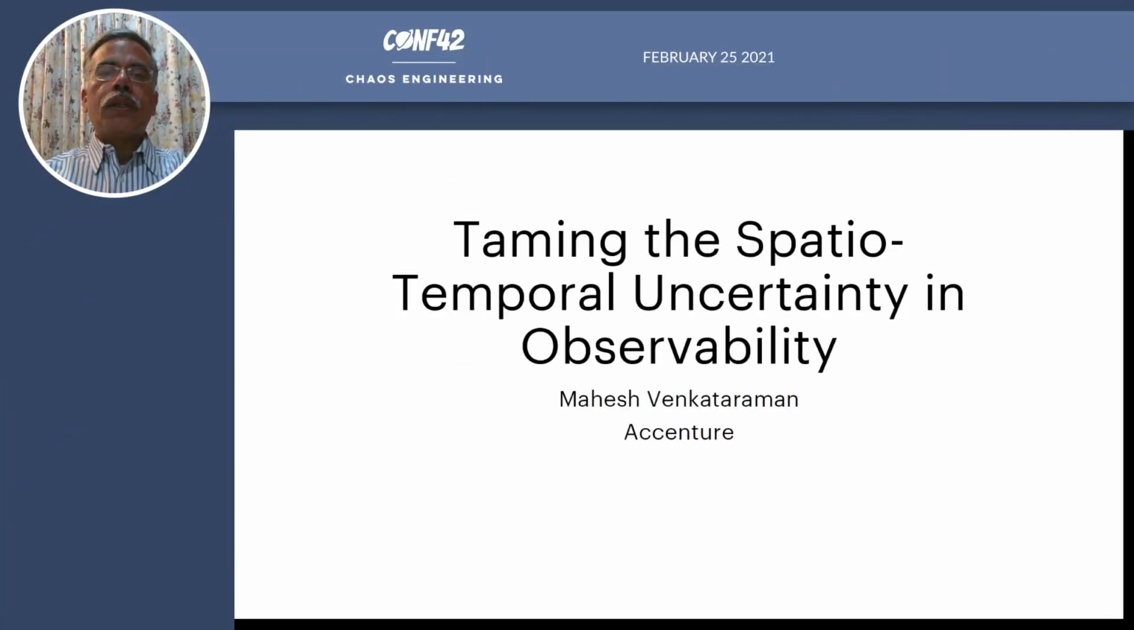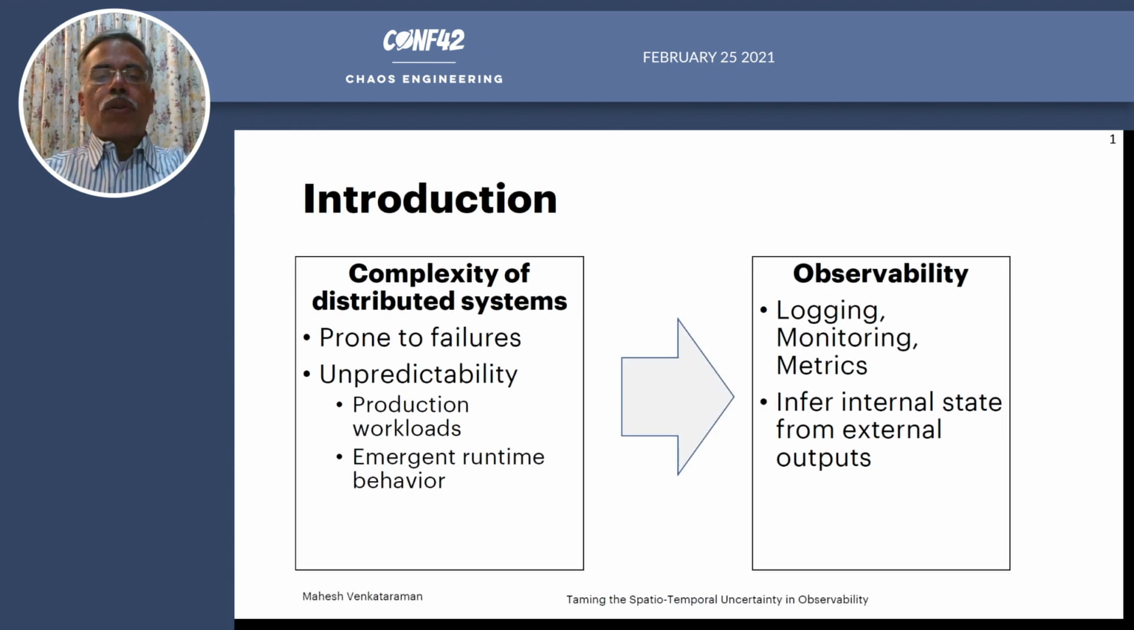The title of my talk is Taming the Spatio-Temporal Uncertainty in Observability. Distributed systems are complex and are prone to failures. These failures often occur due to unpredictability of production system workload and usage patterns in production, and the consequent emergent runtime response of distributed systems, which cannot be easily predicted during design. Observability and chaos engineering techniques are usually combined by conducting planned and thoughtful experiments to uncover weaknesses in the systems by analyzing the runtime data of the system.